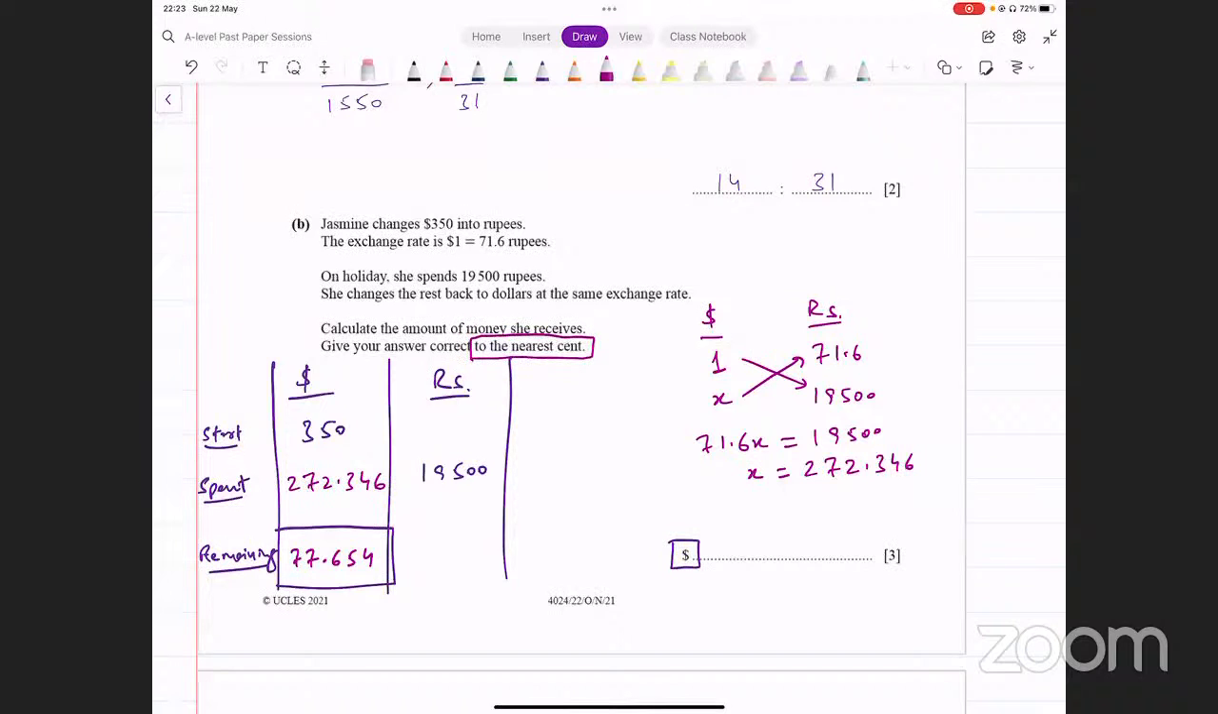इसका क्या मतलब है? नियरेस्ट सेंट का क्या मतलब है? 0.01 डॉलर. ये आपका एक्यूरेसी लेवल होना चाहिए, ठीक है. तो इसको आप राउंड ऑफ करें 2 डेसिमल प्लेसेस तक, डॉलर्स में अगर लिख रहे हैं 2 डेसिमल प्लेस तक आपने आंसर देना है. दैट्स गोइंग टू बी $77.65, and that's your final result. Okay, all right, that's good.